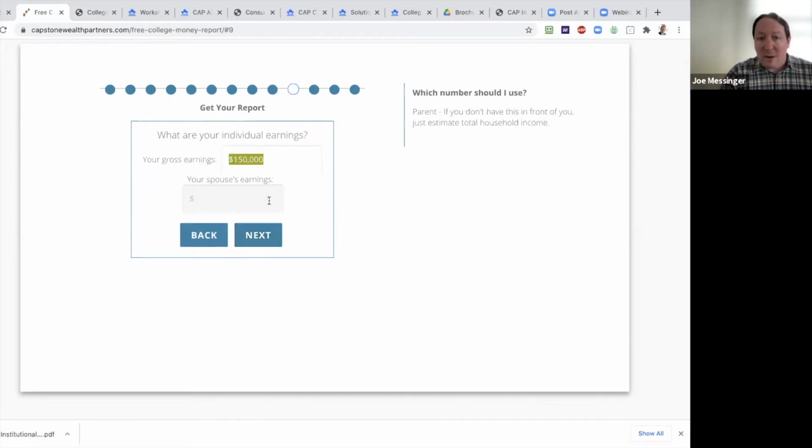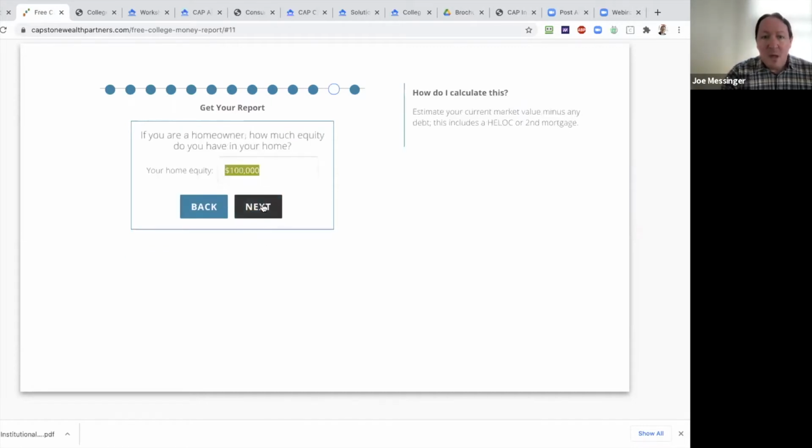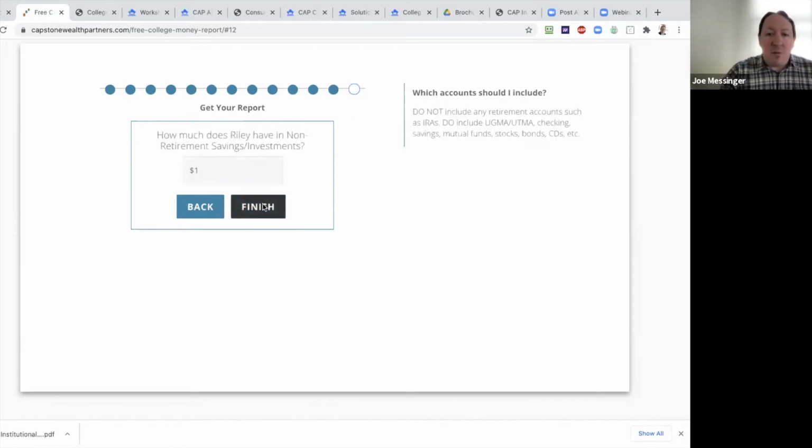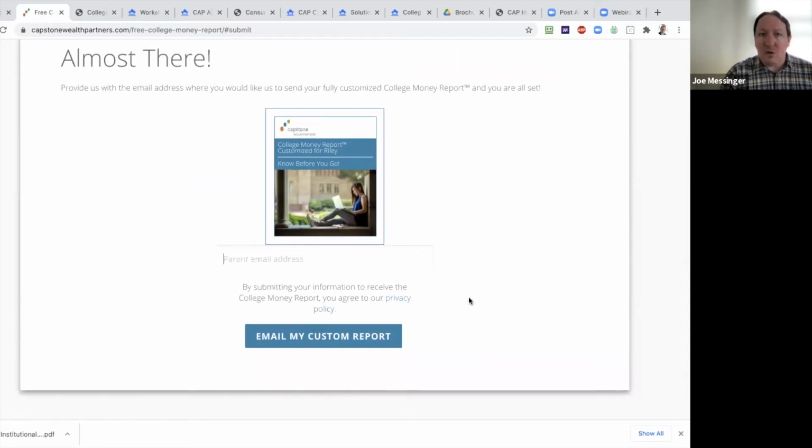So, you learn about their income and their assets, because that's going to determine their eligibility for need-based financial aid. And then, home equity is a component for some. And then at the finish line, we're going to say, okay, great. If you'd like this report, put in your email, we'll email you your custom report. So it's really a lead capture.